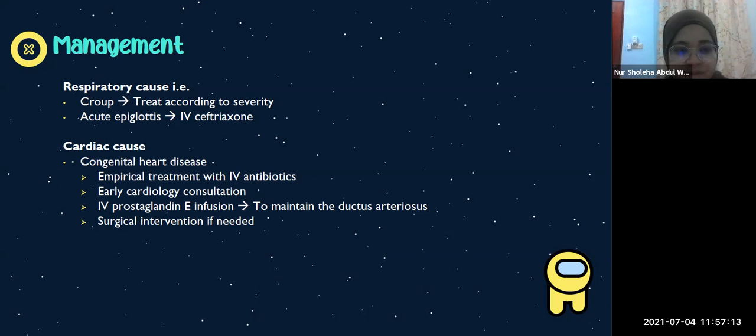If the cyanosis is due to cardiac causes, especially congenital heart disease, then what we need to do first is give empirical treatment with IV antibiotics because we want to prevent infective endocarditis. Then we need an early cardiology consultation. And then we need to give an IV prostaglandin E infusion. Why? Because we need to maintain the ductus arteriosus so that the oxygenated blood can keep circulating in the body. And lastly, surgical intervention if the patient needs it.